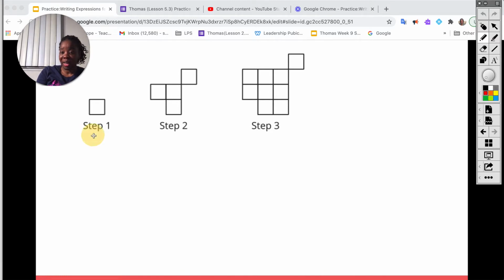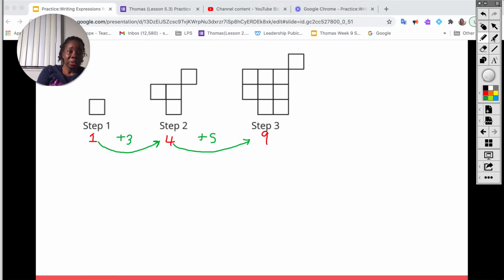So step 1 has 1 square. Step 2 has, oh, that's 4 in total. Step 3 has, that's 9 in total. Next, I want to look at how the numbers are changing because that's an indication for me. Okay, so 1 to 4, that's a plus 3. 4 to 9, that's a plus 5. I wonder if the pattern continues.